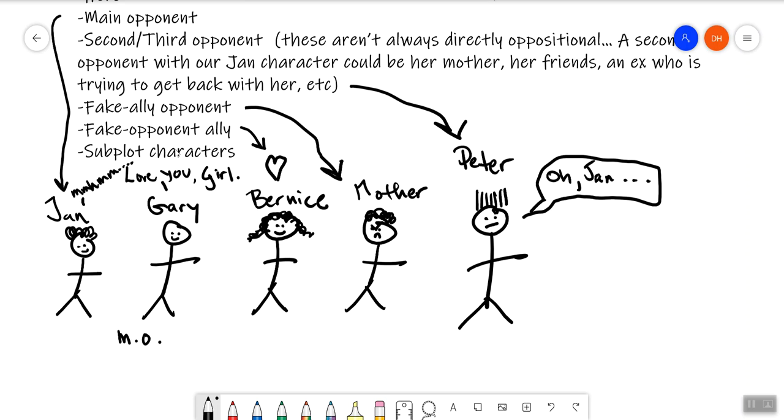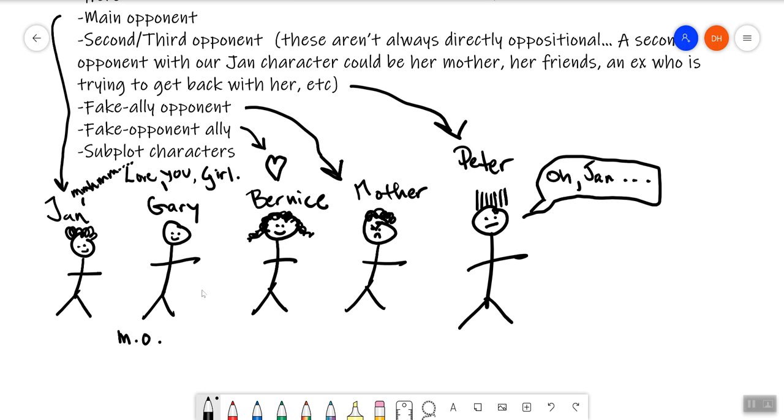So if we think of like a love plot, like I say here, Gary is not the ally. In a love plot, the love interest, okay? So if Gary is Jan's love interest, he's the main opponent. That's why I wrote MO down here, main opponent, okay? So they both want the same thing, right, to get married, so to speak, or whatever. But she's manipulative. He is not aware of that just yet, okay? So it's about different motivations, okay?